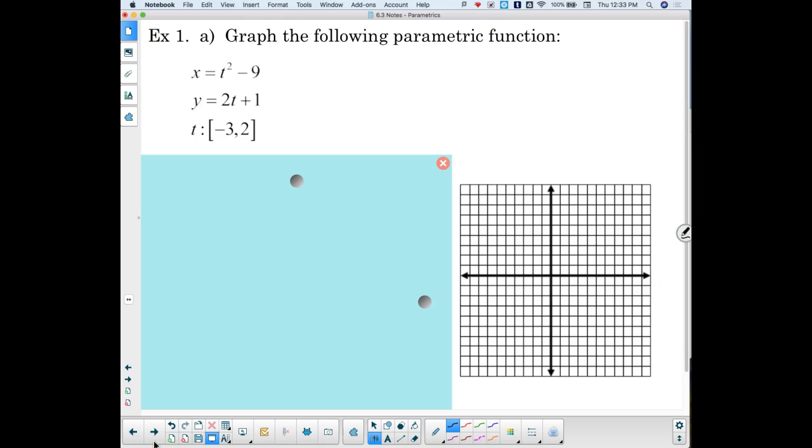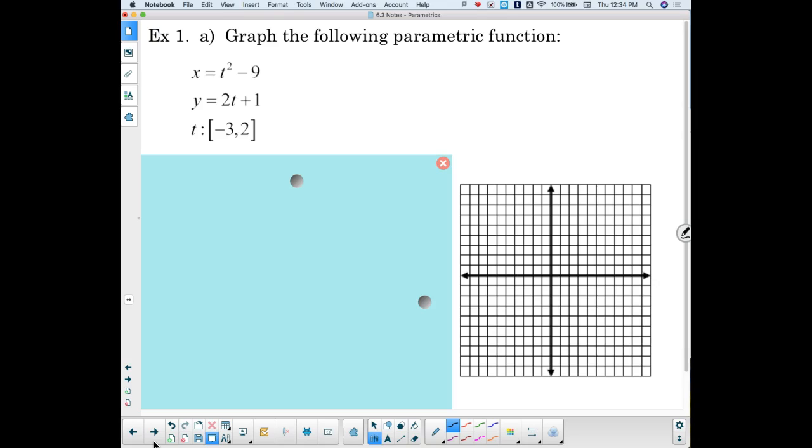First thing I have to give you is I have to define what x is. So in this case, I've defined x as t squared minus 9. I have to give you a function that defines x in terms of t. Second thing I have to give you is a function that defines y in terms of t, which I did as y equals 2t plus 1.